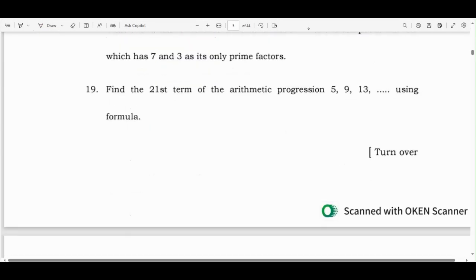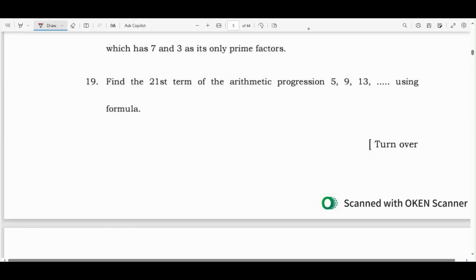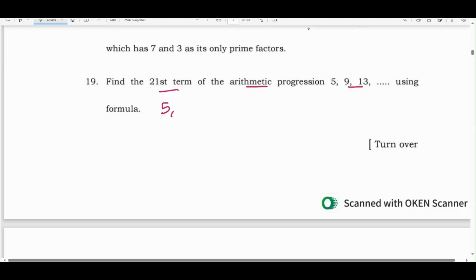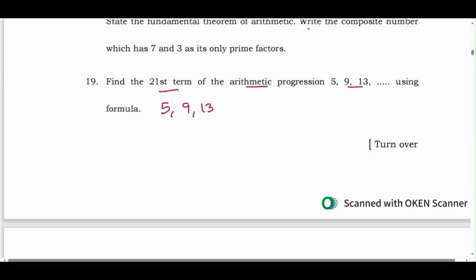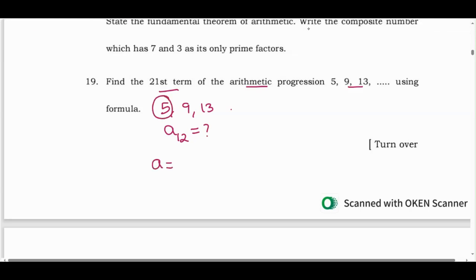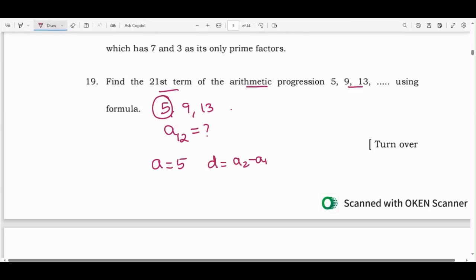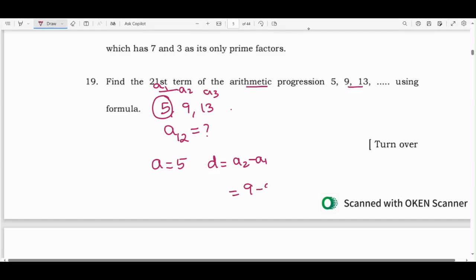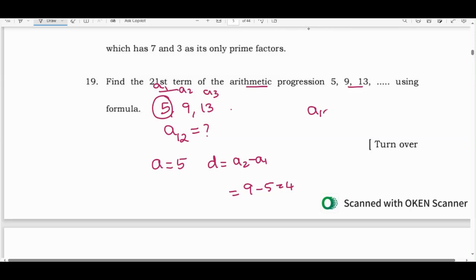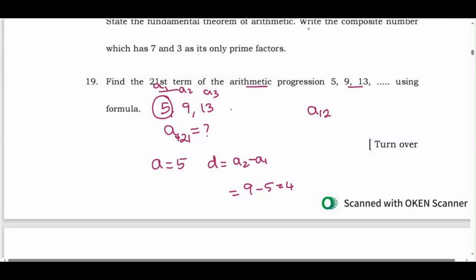Next question is question number 19. Find the 21st term of an arithmetic progression. They have given the arithmetic progression as 5, 9 and 13. We have to find the 21st term. So here we have to find A21. The first term A is 5. Common difference will be A2 minus A1. That is, this will be A1, this will be A2, this will be A3. So common difference will be A2, that is 9 minus 5, that will be 4.